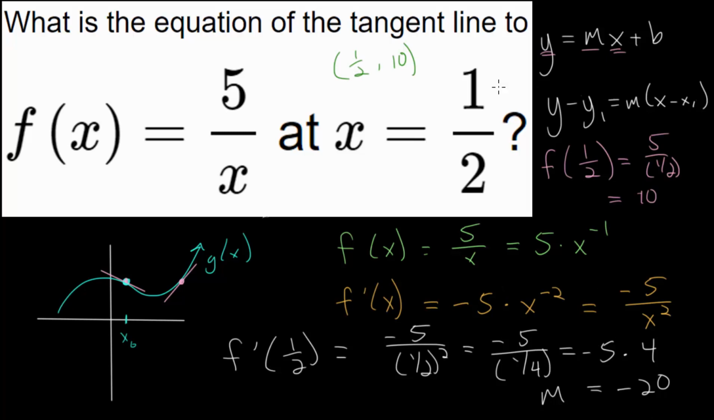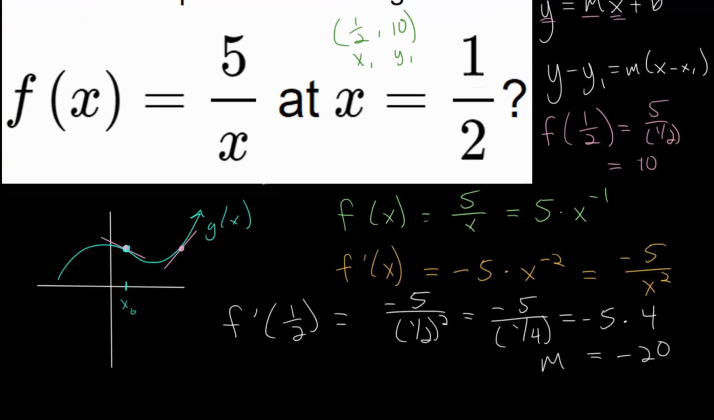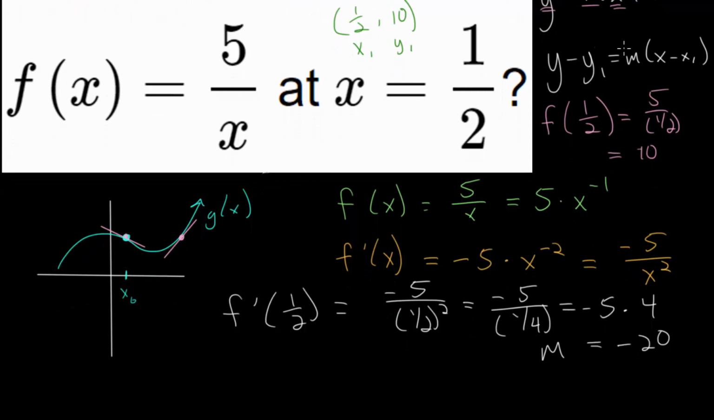So we can use our point-slope form now. We can call this x1 and this y1. Let me just make a bit of room so that we can finish working here. And we'll just plug in what we know to this point-slope formula. We have y minus y1, which is 10. It's equal to our slope m, which is -20, multiplied by x minus x1, which is 1/2.